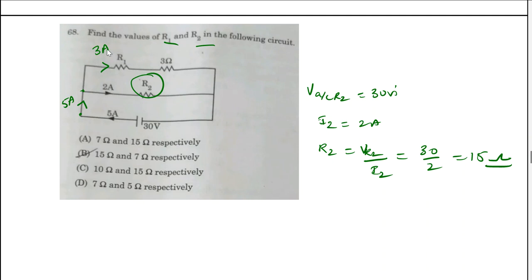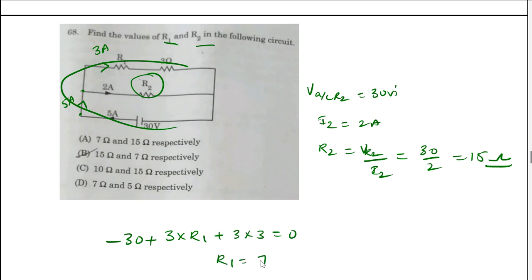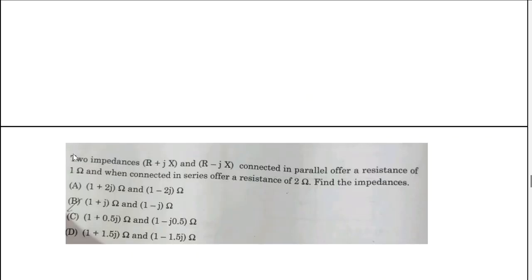See, 3 amps of current is flowing and a 3 ohm resistor. Applying KVL inside this loop: minus 30 plus 3 into R1 plus 3 into 3 is equal to 0. So simply R1 is equal to 7 ohms. So the answer will be 15 and 7 ohms respectively here. Okay, next question.